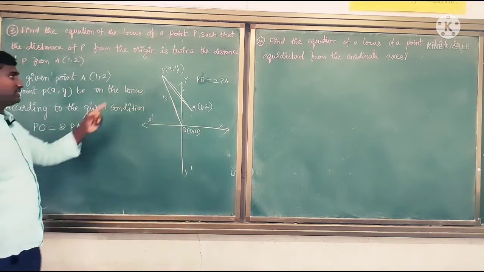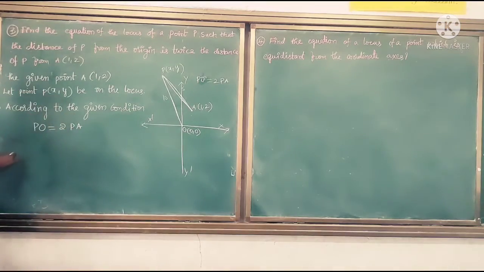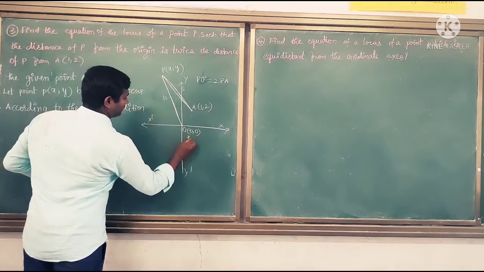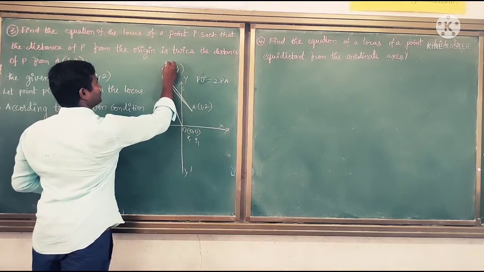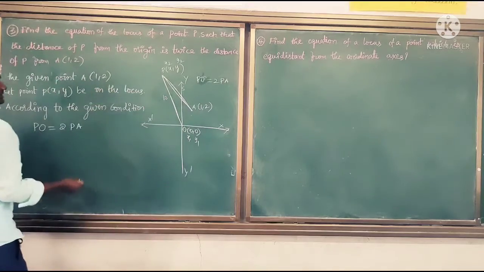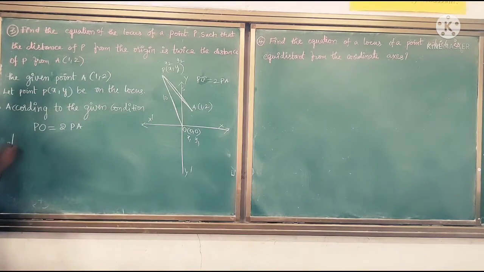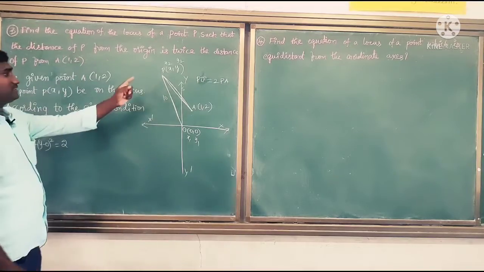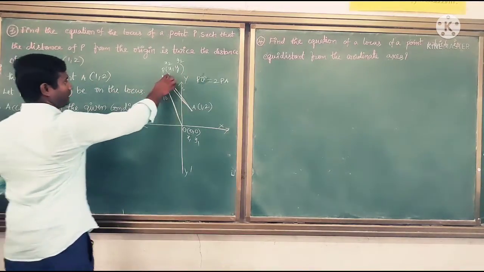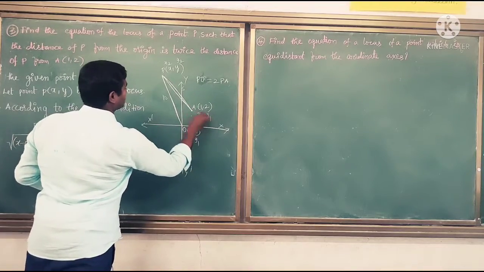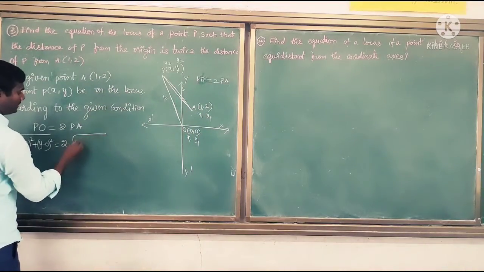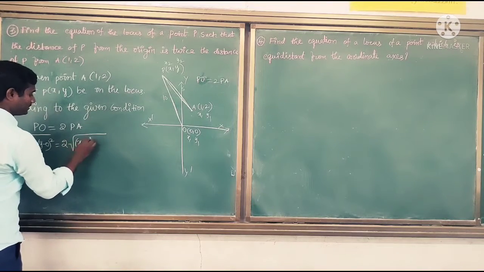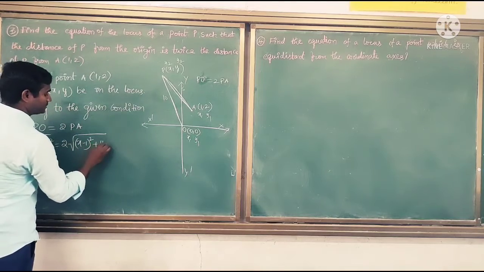The distance between P and O, considering (x1, y1) and (x2, y2), is x2 minus x1, that is the square root of (x minus 0) whole square plus (y minus 0) whole square, equal to 2 times PA. What is PA? Now P is (x2, y2) and this is (x1, y1), so it becomes the square root of (x minus 1) whole square plus (y minus 2) whole square.